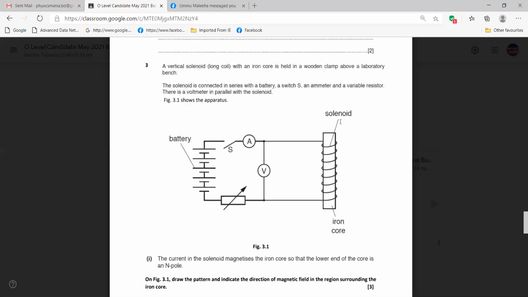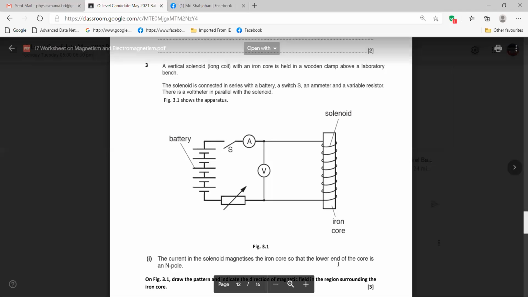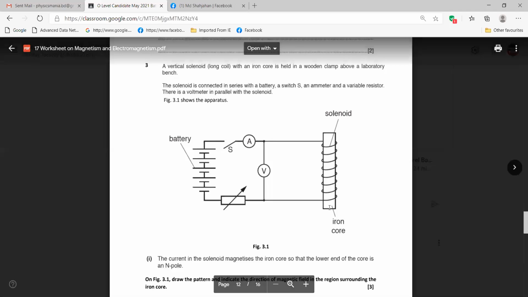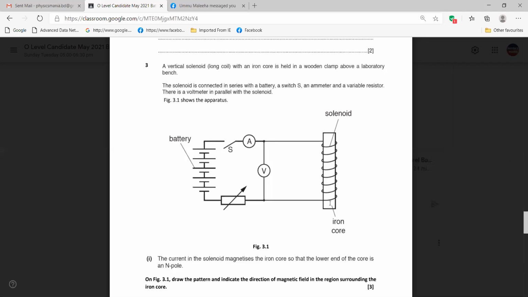Yeah, they are giving you information. The current in the solenoid magnetizes the iron core so that the lower end of the core is a north pole. So you give a label here, north, lower end. So if it is a north pole, then you can understand the field lines, right? You are drawing north here, that means here is south. So you can now draw the field lines from north to south. You should draw at least four field lines with arrow direction.